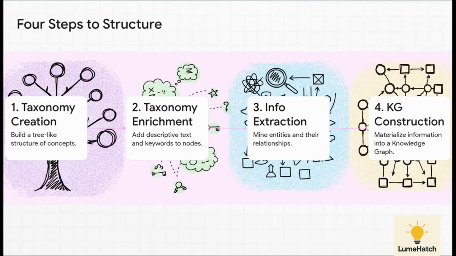It really breaks down into a clear 4-step workflow. First up, you create a taxonomy, basically a family tree of concepts, going from big, broad ideas down to the nitty-gritty details. Second, you enrich that tree, adding descriptions and keywords to make everything clearer. Third, you extract the key info, the people, places, things, and how they're all connected. And finally, you take all of that and build it into that clean, coherent knowledge graph we've been talking about.